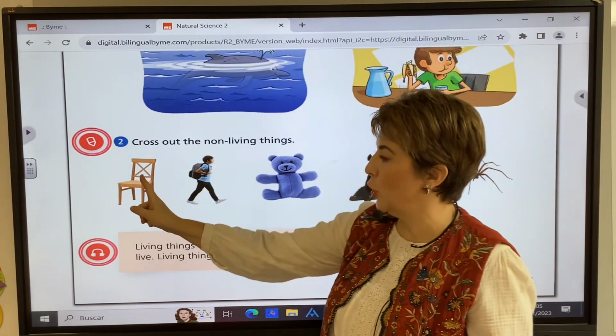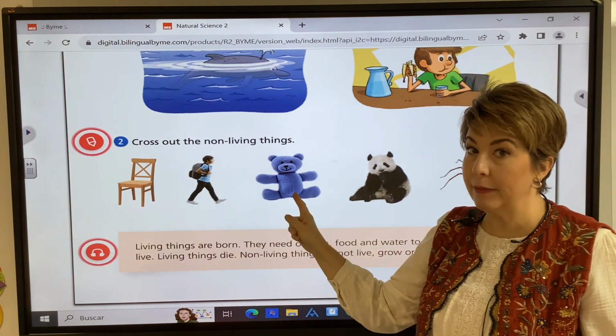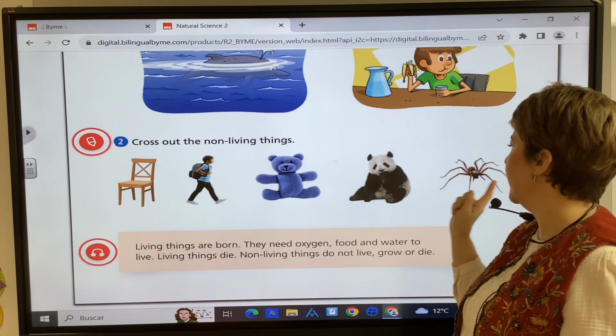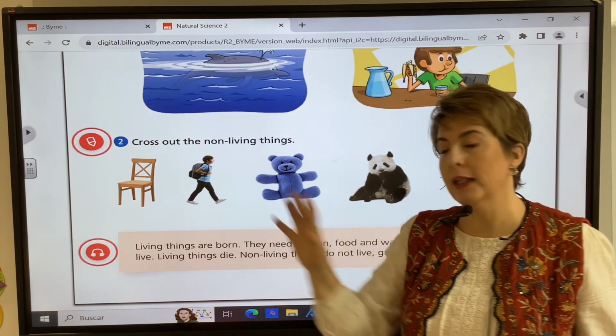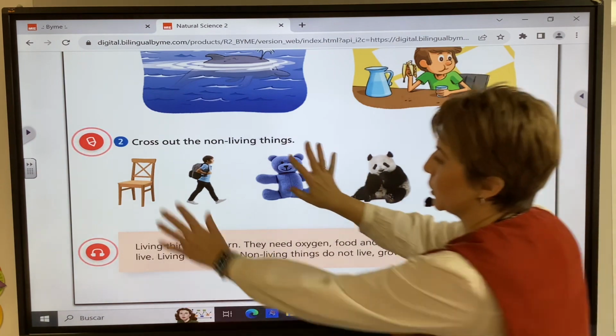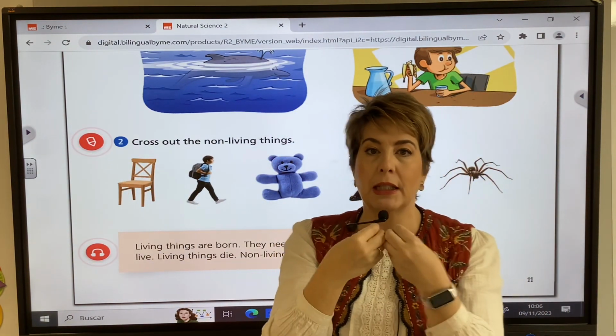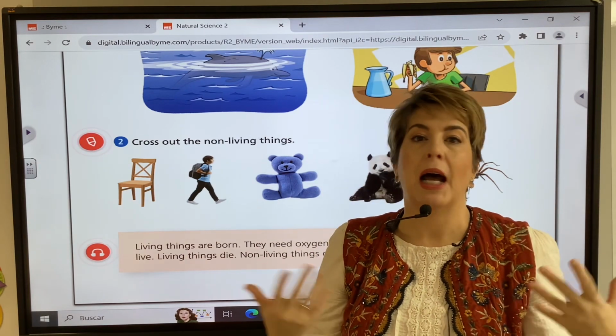Here we got non-living thing, living thing, non-living thing, living thing, and living thing. Okay, so different living things and two non-living things, because these two, they are not born, they do not grow, they don't eat, they don't reproduce, and they don't die.